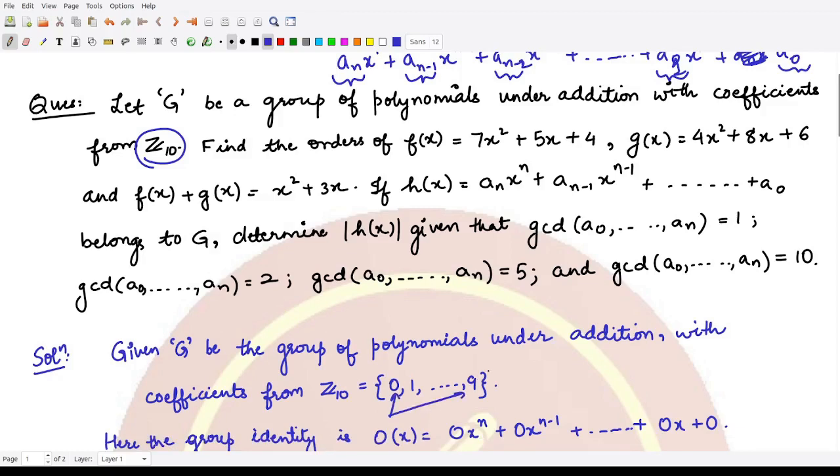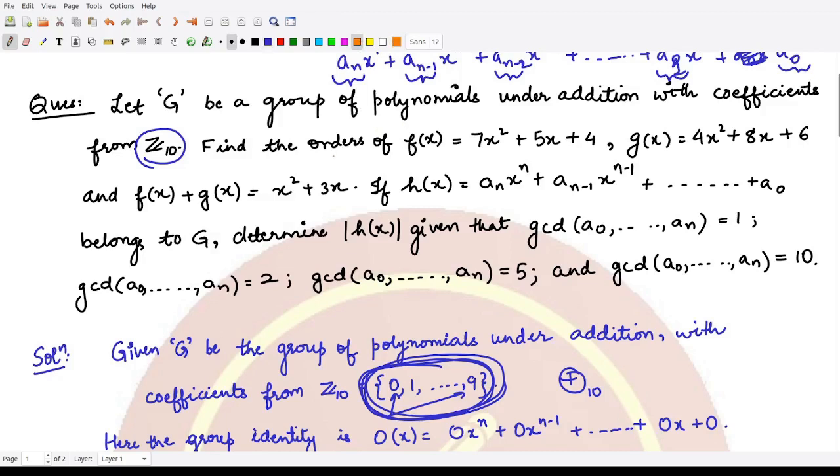And for the addition, we'll be using the operation addition modulo 10. Why? Because we want the coefficients to remain within this group, and they would remain in this group if we apply addition modulo 10 onto them. This is the first thing that you should note.